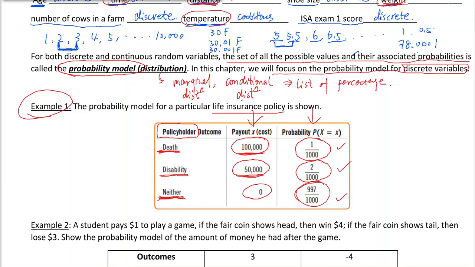So for the probability distribution or model, you contain two things. The first one is all possible values. The other one is their corresponding probabilities.